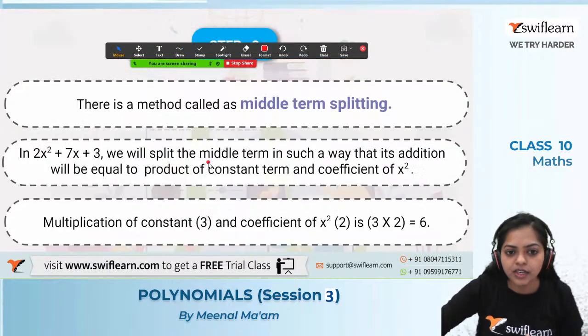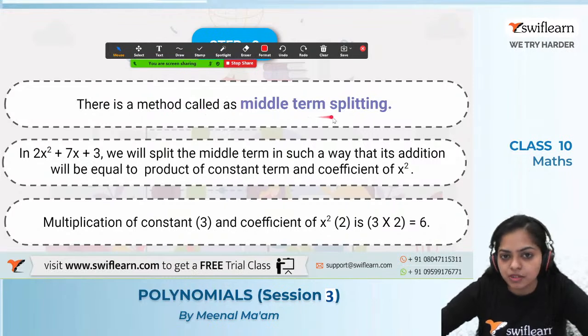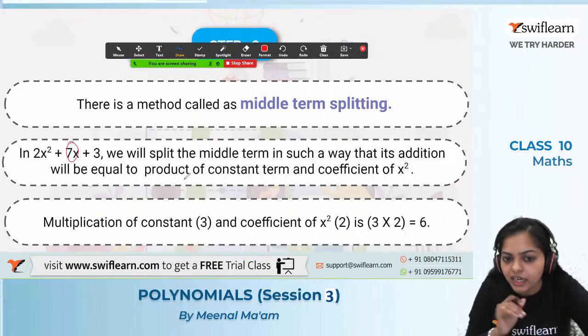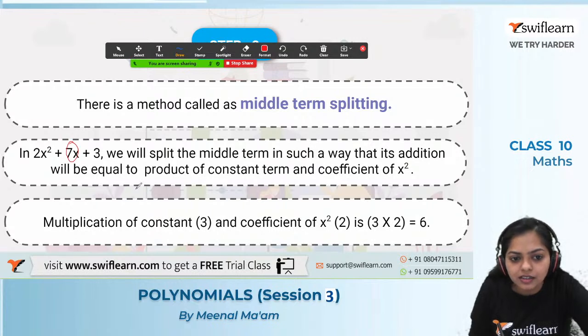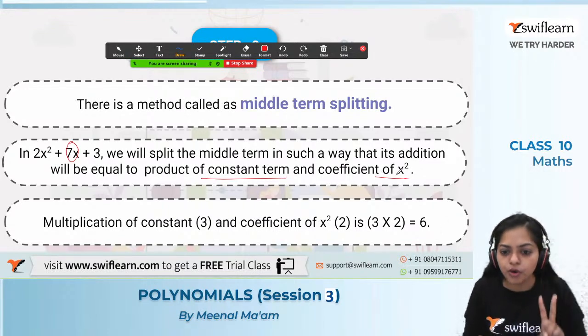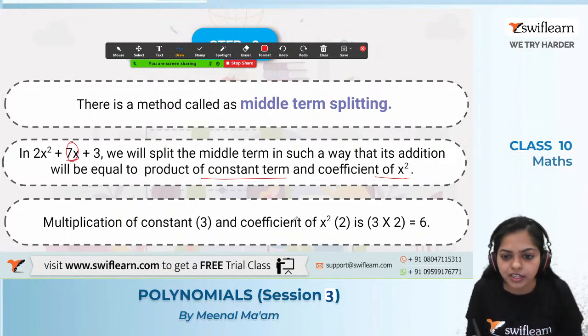Then the second step. This method is called middle term splitting. In the second step, we have to split the middle term. Here the middle term is 7x. And how are we going to split it? First, we take the product of the constant term and the coefficient of x square, and we take factors of the product such that the sum of those factors equals 7. So the multiplication of the constant and the coefficient of x square is 3 into 2, which equals 6.